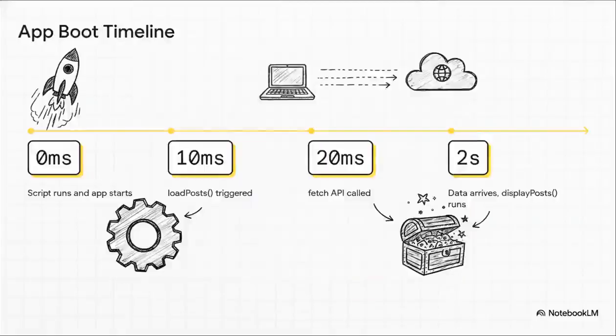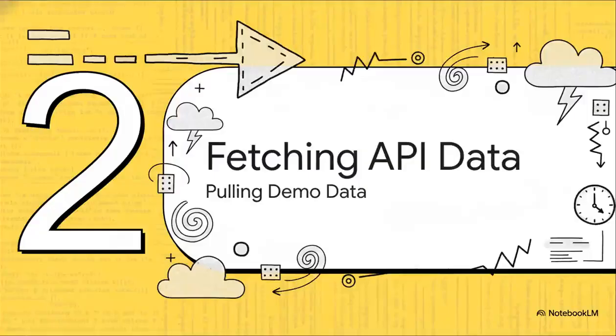Let's actually move to the next step and see how this builds, because mapping out the asynchronous timeline initiated by that ignition switch is pretty neat. Basically, the script runs and the app starts. Just milliseconds later, the loadPosts function is triggered. This sets off this whole chain reaction where the fetch API is called to reach out across the internet. We wait for a brief moment, and once the data finally arrives from the server, the displayPosts function is executed to handle the payload.